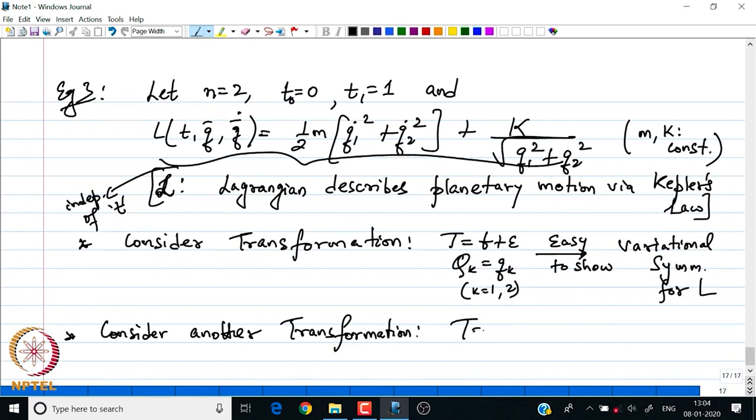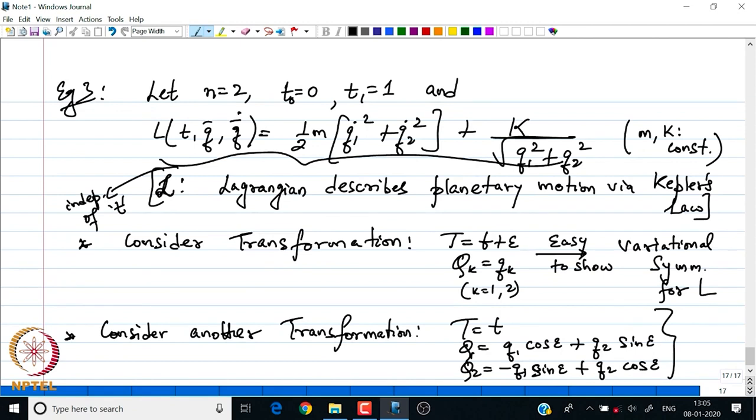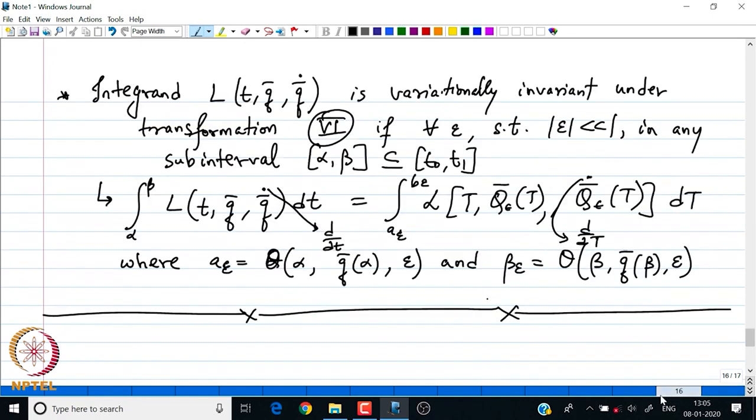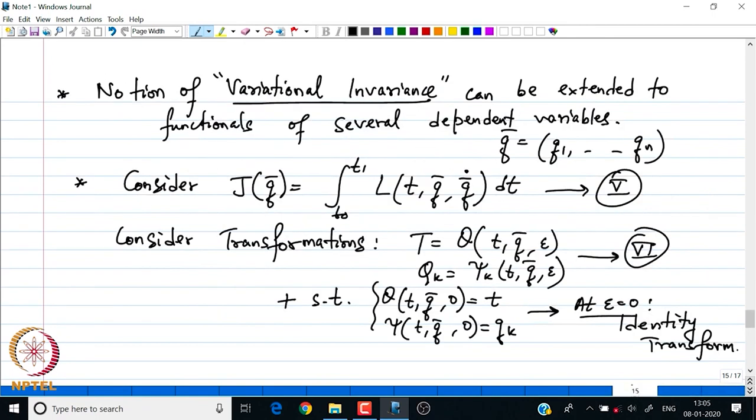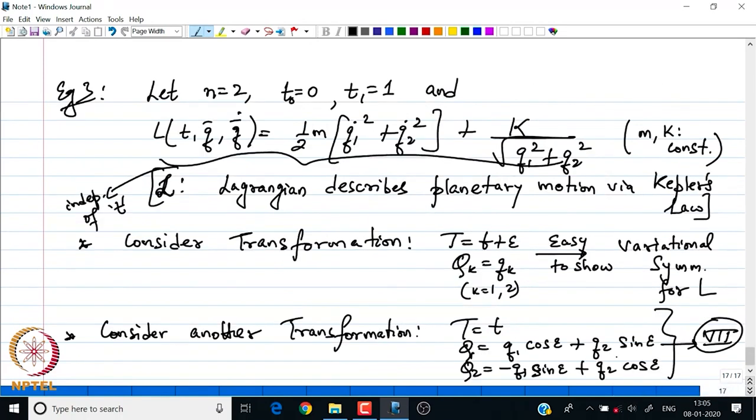of the form capital T is equal to t and Q1 is equal to q1 cos epsilon plus q2 sin epsilon, and capital Q2 is equal to minus q1 sin epsilon plus q2 cos epsilon. Let me call this transformation 7, because so far we have introduced relations up to 6. Yes, we have introduced relations up to 6, so 6 was my transformation, the general form. We have called this the rotational transformation.